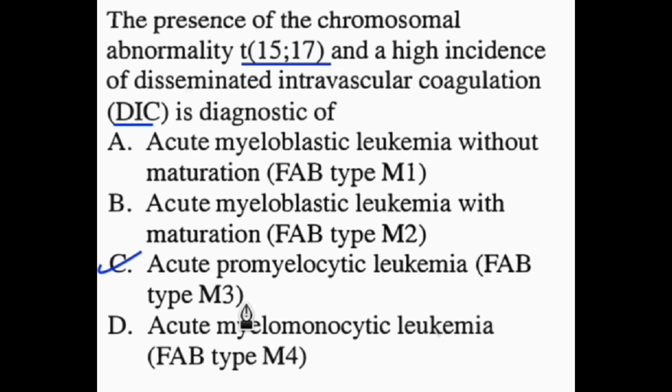The translocation t(15;17) is the genetic hallmark of acute promyelocytic leukemia, APL, which is FAB type M3. This translocation creates the PML-RARA fusion gene. The abnormal promyelocytes in APL are filled with granules that contain procoagulant material. When these cells die, they release these substances, triggering DIC, which is a life-threatening medical emergency.